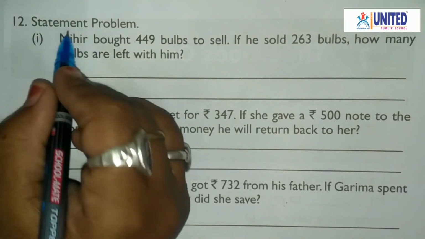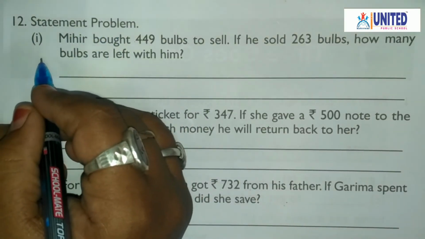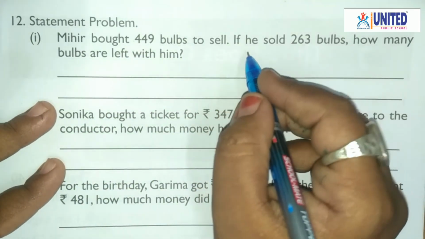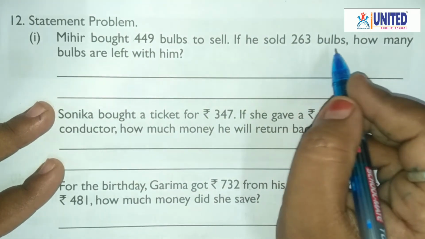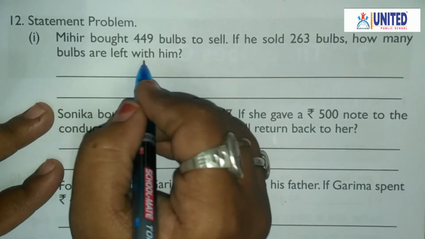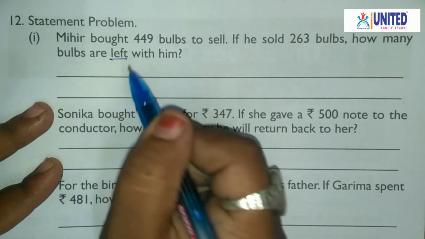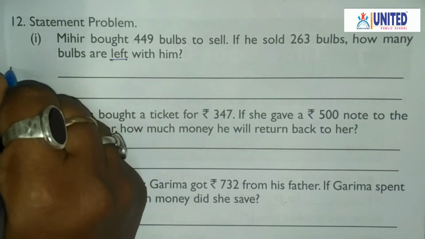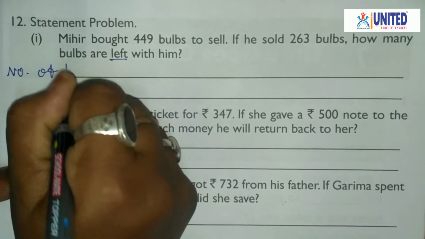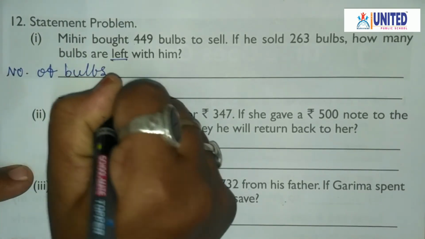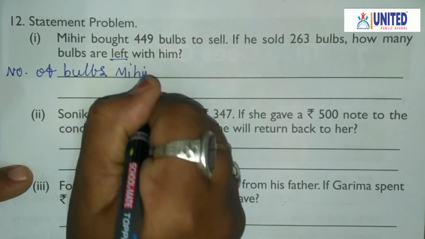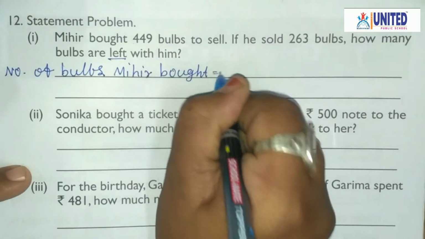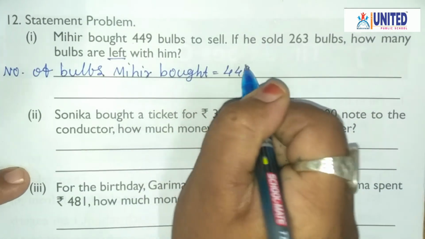Question number 12. Statement problems. First number, Mihir bought 449 bulbs to sell. If he sold 263 bulbs, how many bulbs are left with him? So the word left comes, that's why we have to do the subtraction. So write down first of all, number of bulbs Mihir bought, that is equal to 449.